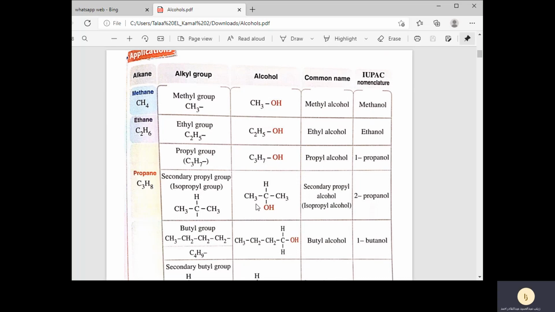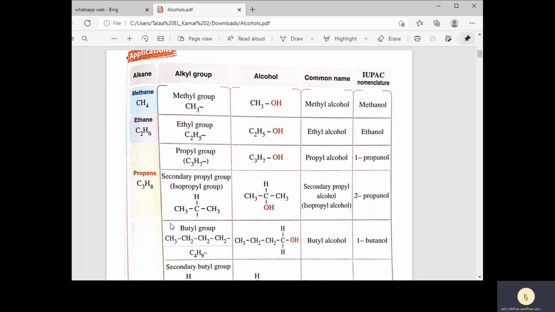طيب لو عندي مثلا هنا هلاقي في ال CH3، يعني هنا لو بصينا كده اسمه secondary propyl alcohol or isopropyl alcohol. ليه iso؟ عشان الكربون اتوم attached to two similar groups which are methyl group. انا لو عندي كربون attached to two methyl group بسميه ايه؟ iso. طب هو اساسا كم كربون؟ 3، يبقى isopropyl alcohol. Or it is called secondary propyl alcohol.